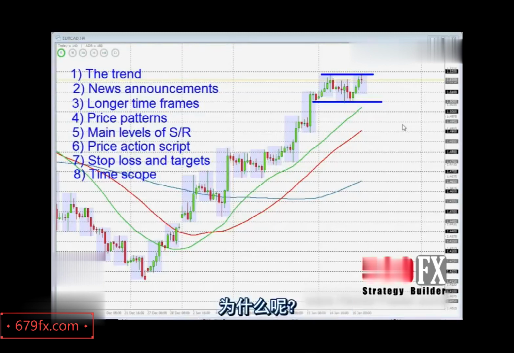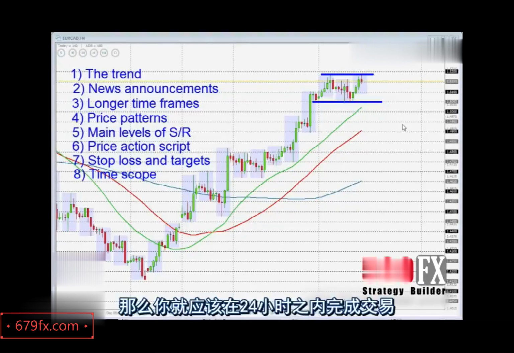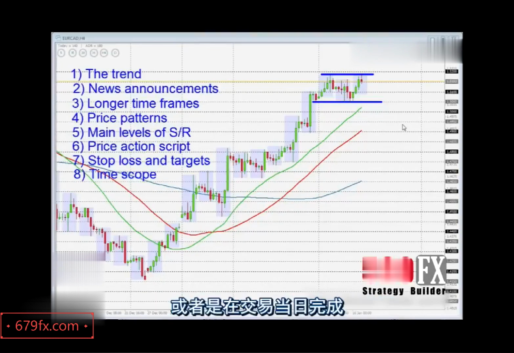Why? Well, quite frankly, because you may be riding a momentumless swing. Okay, you always want to keep in mind that if you are taking, for example, an intraday trade, that means that you should enter and exit the trade within 24 hours. Okay, within the trading day or within your trading shift.